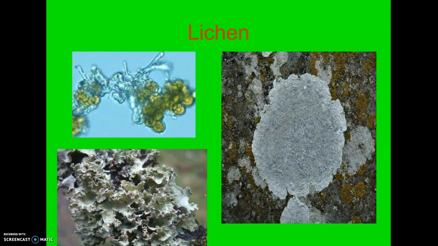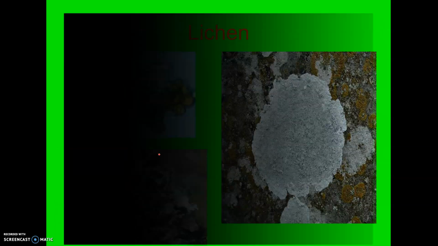This picture on the bottom left here, this is a lichen. So if you've seen this growing on tree bark, it is a fungus that is a mutualistic relationship. It's a fungus and an algae actually growing together. The algae is photosynthetic. It makes food for the fungus. The fungus provides a structure for the algae to live in. So it's kind of interesting.